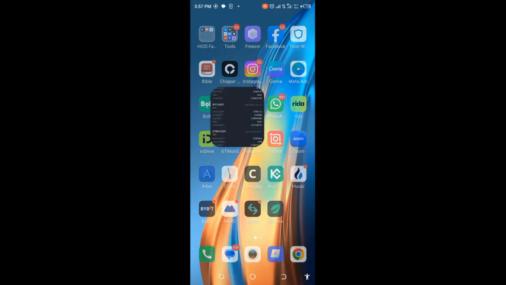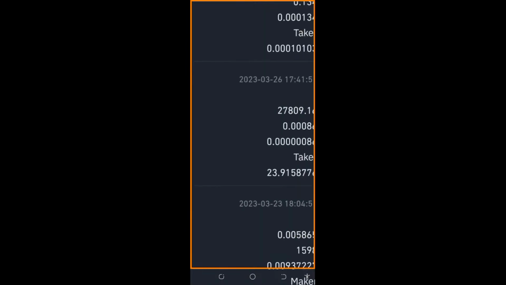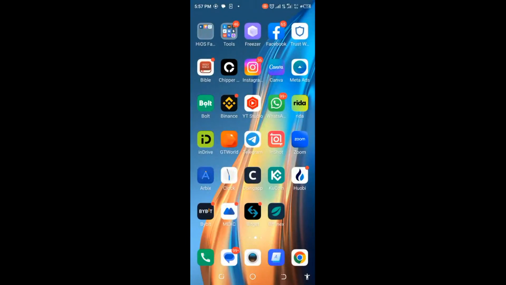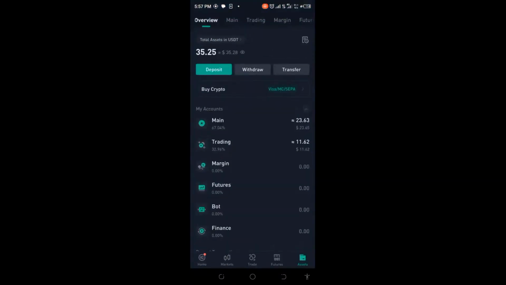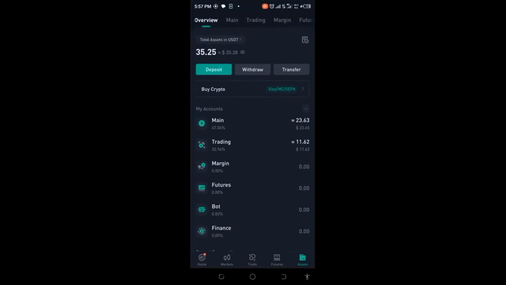Let me see what the fees are again. Was there a fee? Yes, there was a fee, a very small amount of fee. So let's just say 23.9. Let's go back to KuCoin and see what we have here. So what we have returned is 23.65 or 23.63 approximately. Let's just say 23.6, so about 30 cents or 25 cents.